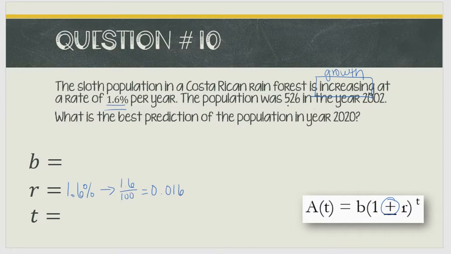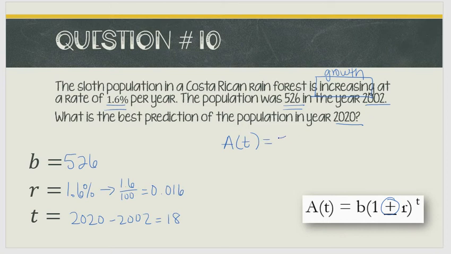The population was 526 in the beginning. So remember, B, that's our beginning value, so that's that 526. And then I'm starting in the year 2002, and I'm ending in the year 2020. So you can subtract those two to get a total of 18 years for my time. Once I have all those values, I can just go ahead and stick them into my function.